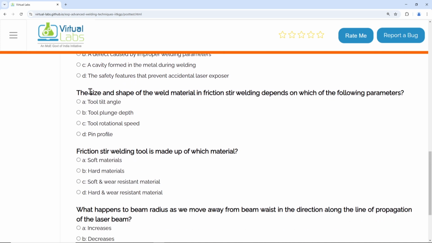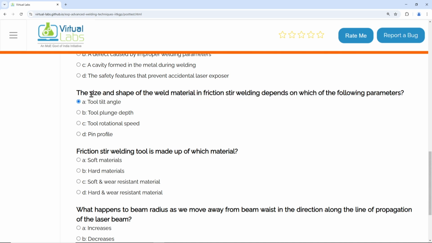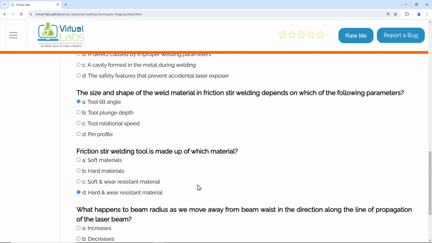The size and the shape of the weld material in friction stir welding depends on which of the following parameters: tool tilt angle, tool plunge depth, tool rotational speed, pin profile. Tool tilt angle determines the size and shape of the weld material. Then, the friction stir welding tool is made up of which material? It is made up of a material that is hard and wear resistant, because all the time it has to generate heat using friction.